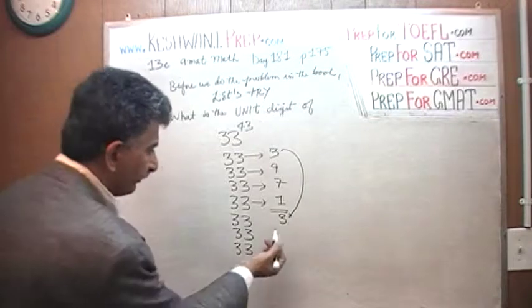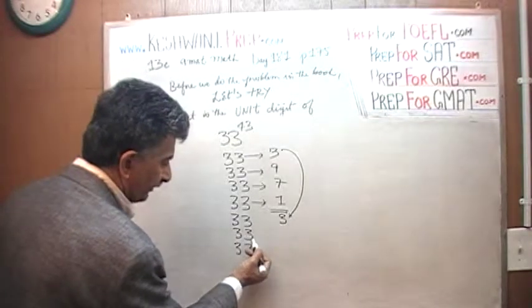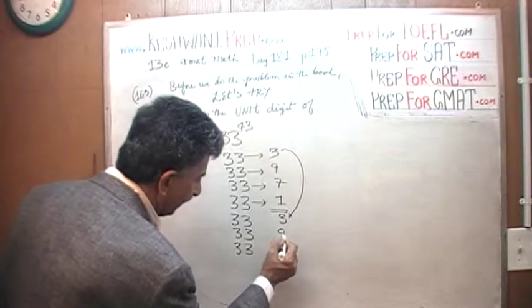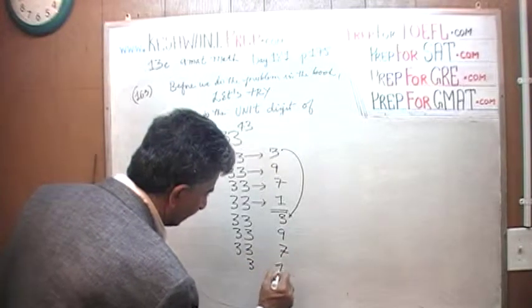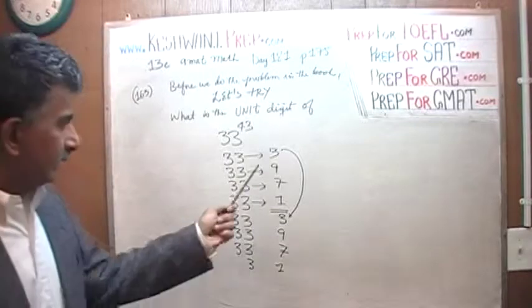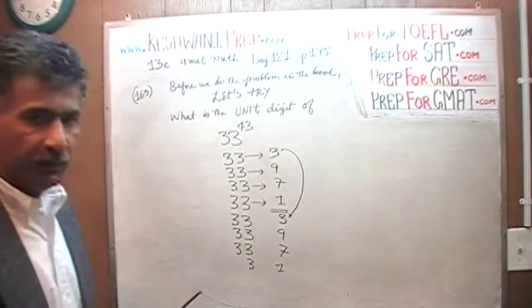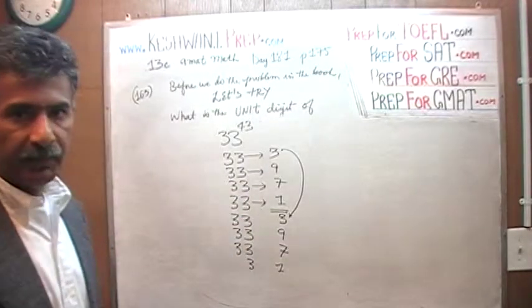Of course it will, because this ends in a 3 and this ends in a 3. So 3 times 3 again is going to be 9. 9 times 3 is going to be 27. And 27 times 3 is going to be another 1. It repeats the pattern: 3, 9, 7, 1, 3, 9, 7, 1. It's going to repeat the pattern.